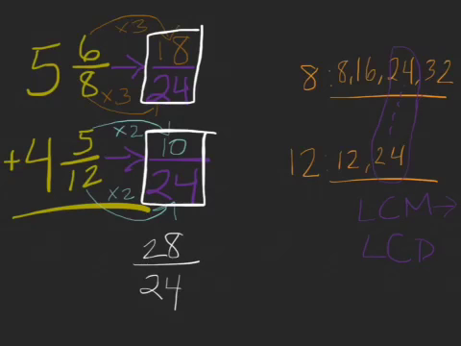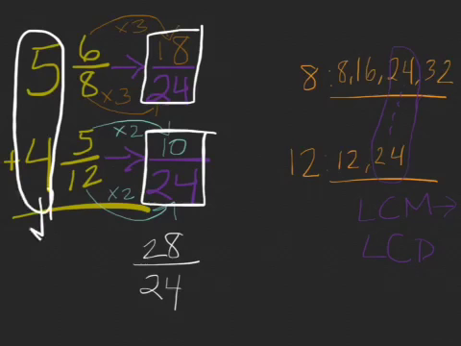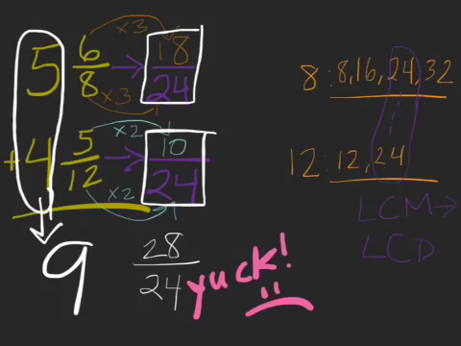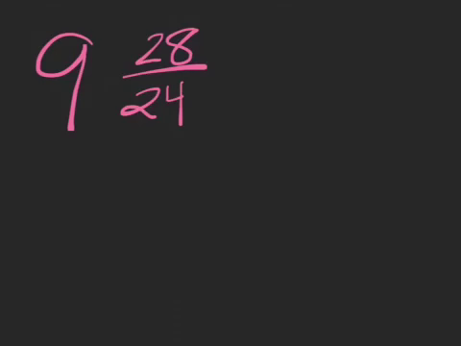I know that I also need to take care of these whole numbers. 5 plus 4 is 9. Okay, so I have 9 and 28/24. Like I said before, yuck! Let's work this out. 9 and 28/24. I know that I can't keep 28/24 the way it is because it's an improper fraction. So let's deal with it.